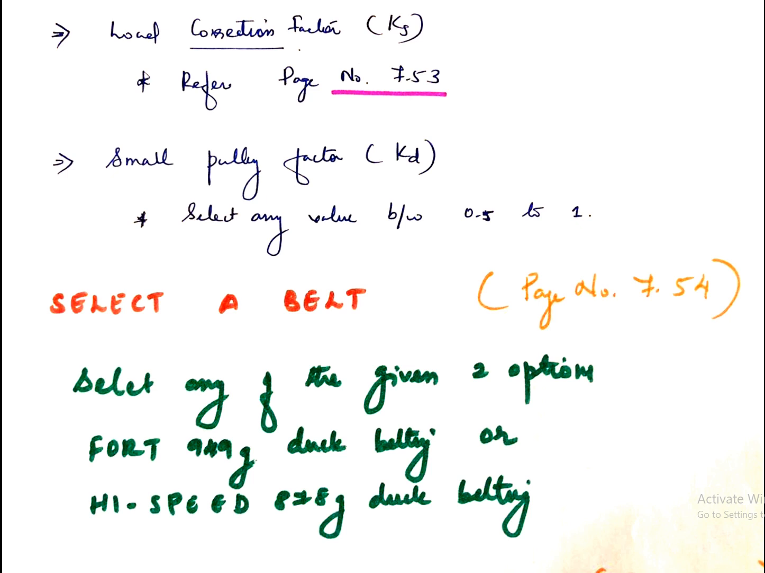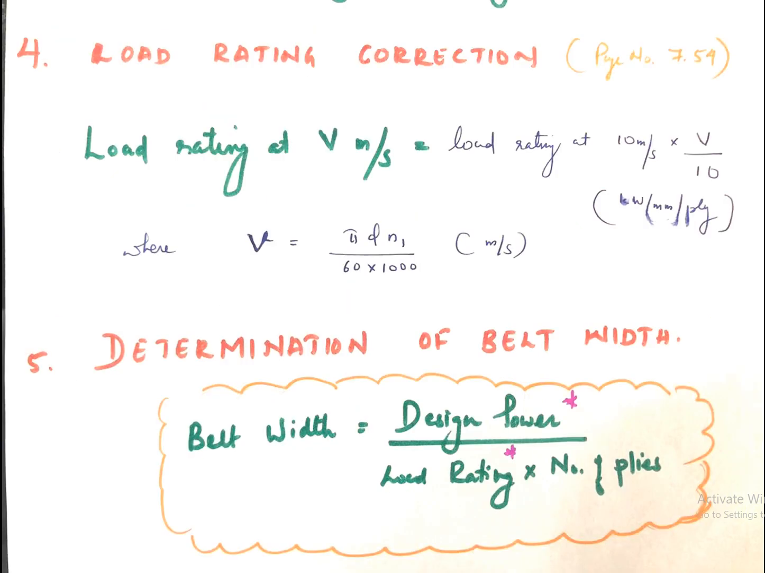Fine. So once you have found that, you can select a belt. Actually there are only two types of belt. You can refer to page number 7.54 in the data book, and from that page you can see only two types: Ford 949G and high speed 878G. Two types of belts are only there. So you may select any of the belts depending upon the condition. Or in some cases your question will be specifying to select a high speed belt or a Ford belt. So depending upon the question, you may select the belt value.